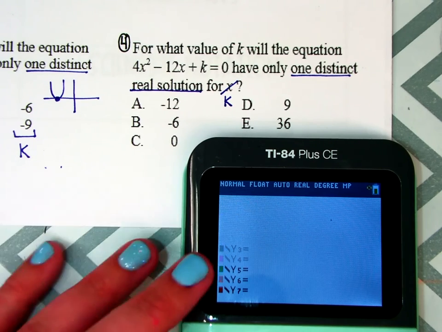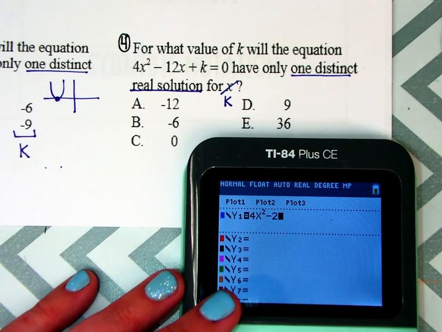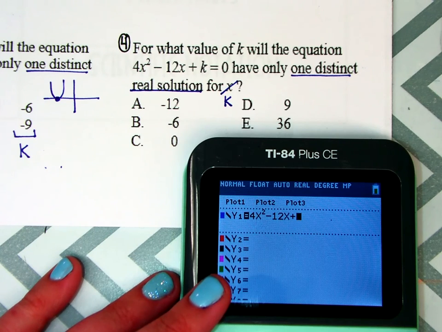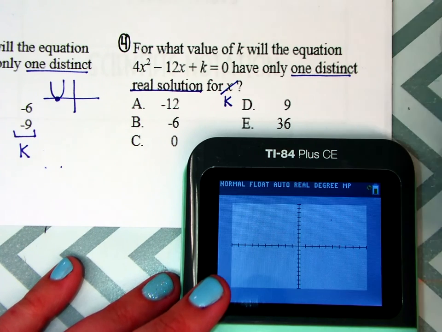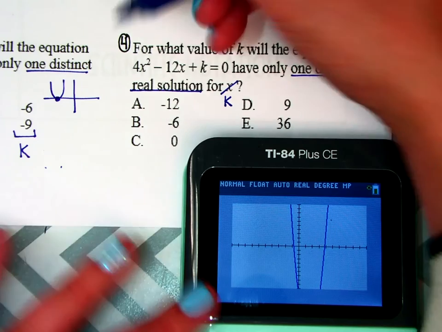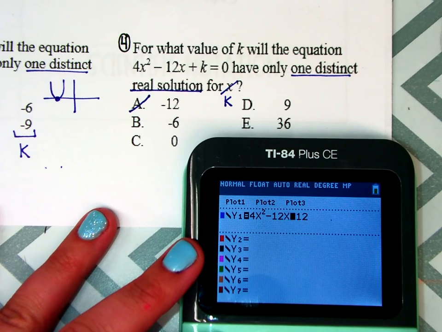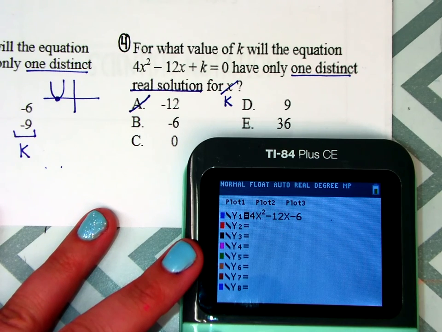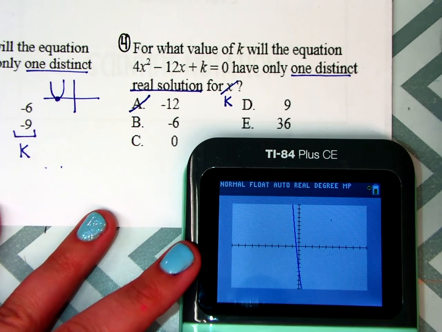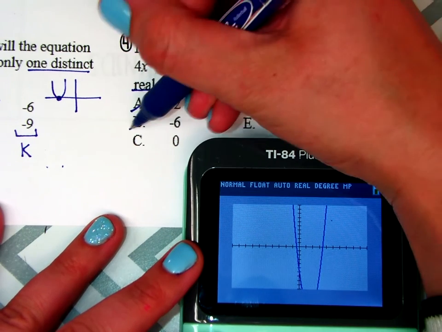So all I'm going to do is plug it in. So I'm going to go to y equals 4x squared minus 12x plus, or I guess in this case, minus 12. Graph just crosses once, crosses twice. Go back in. I'm going to change this to -6. Graph. Again, all you have to do is graph. You don't have to factor it. You don't have to worry. So that crosses twice, so that one's out.